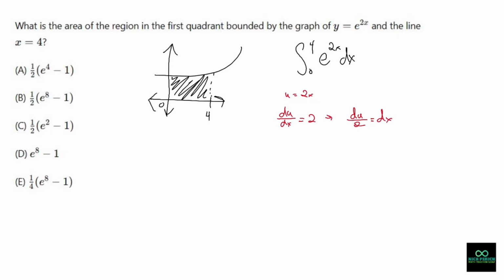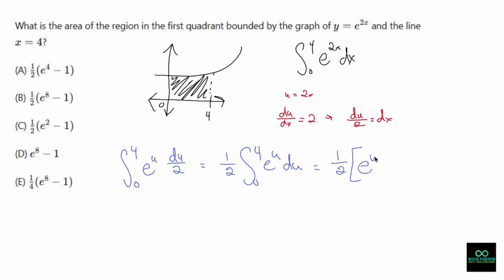So the integral that I can set up now is my limits are 0 to 4, and those are the x values, by the way, not u values, of e to the u du over 2. So let's pull out the 1/2 before I do anything, because there's no need to keep that there. 0 to 4 e to the u du. The integral of e to the u is e to the u, so I have 1/2 times e to the u, where my limits are still 0 and 4, but again, those have to do with x.